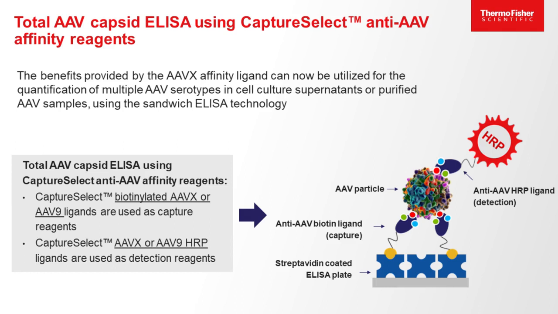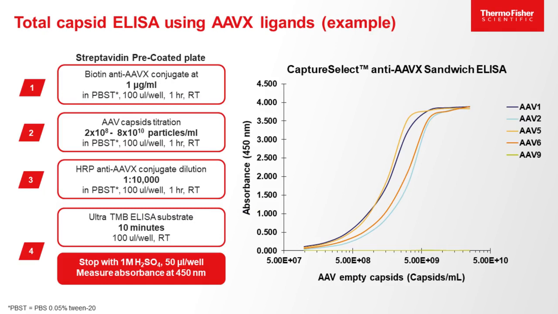Next, we'll show an example of how our AAVX conjugated ligands can provide a simple approach to developing a highly sensitive capsid titer assay, as seen in this cartoon here at the bottom, using streptavidin-coated plates to bind the biotinylated capture ligand and HRP-labeled detection ligand. In this example, we detail a total capsid ELISA for multiple AAV serotypes, where we use AAVX conjugated ligands to develop a 4-step assay. The biotinylated AAVX ligand is diluted and aliquoted onto streptavidin-coated wells and then incubated.